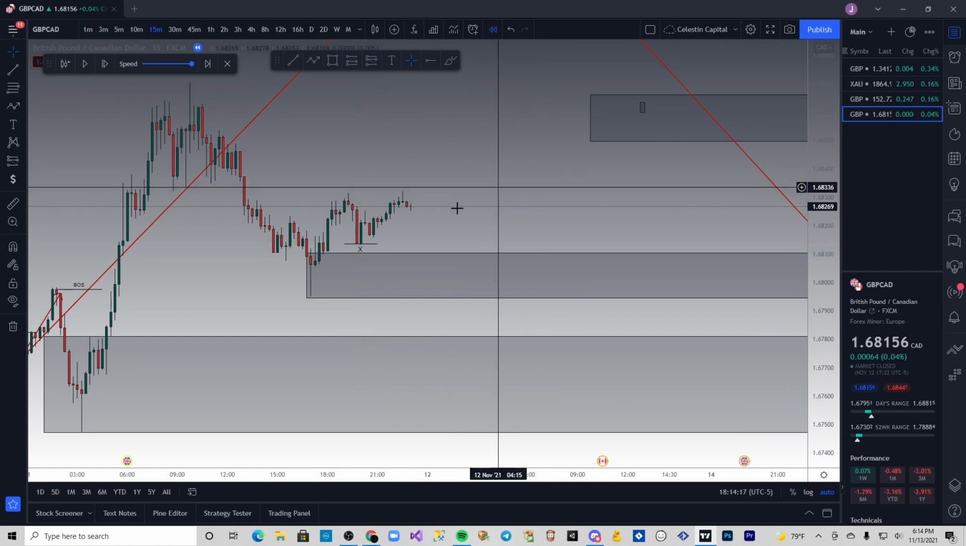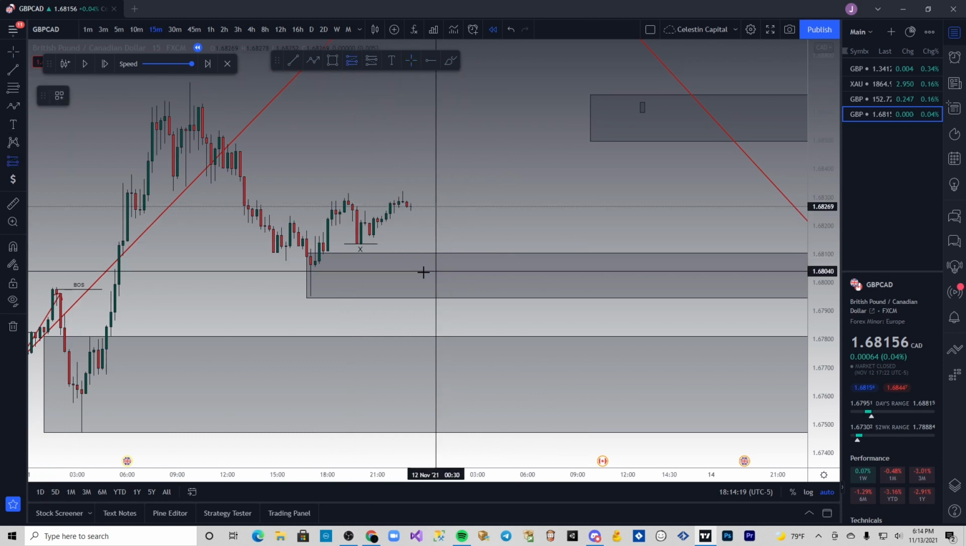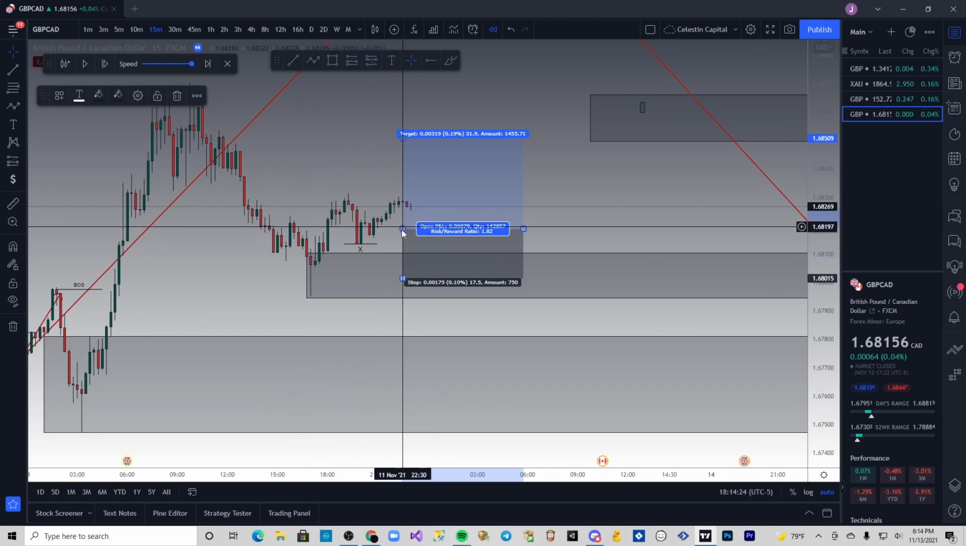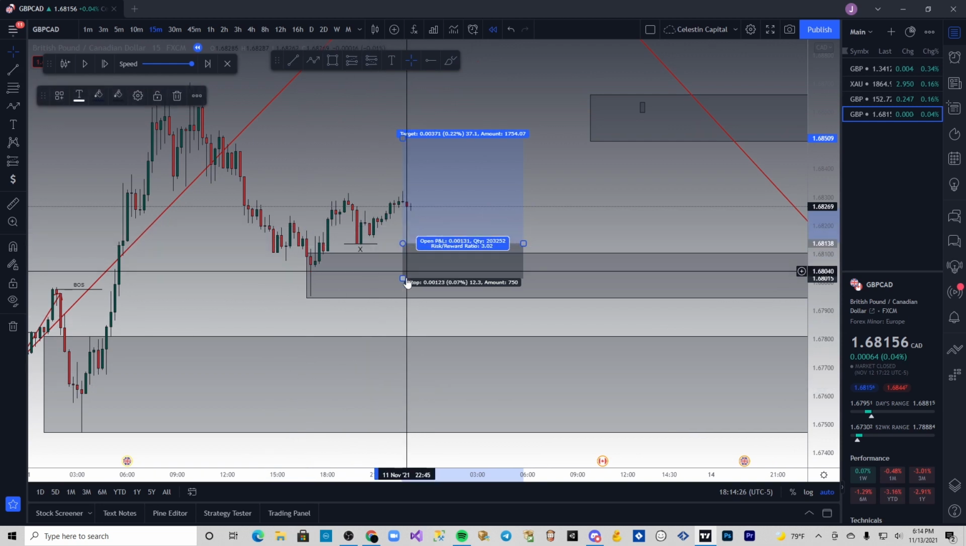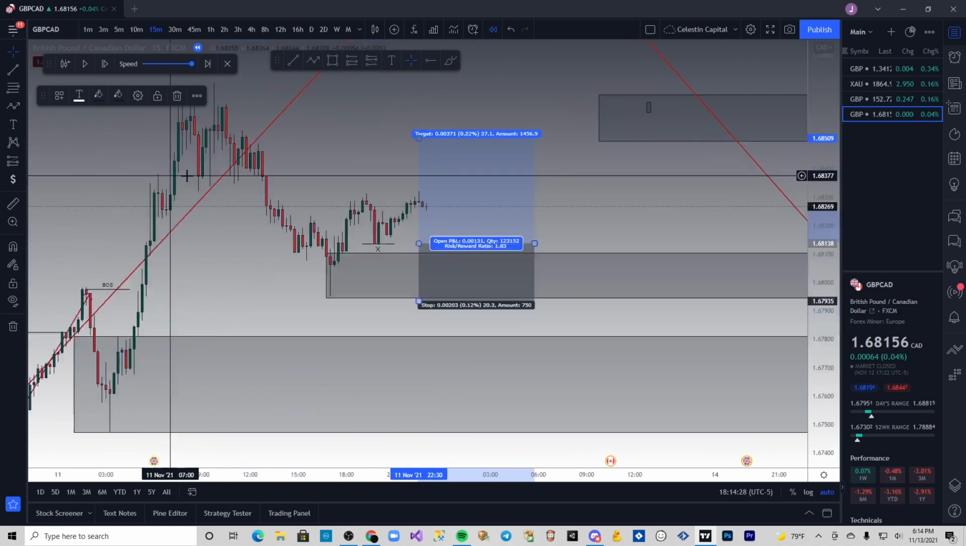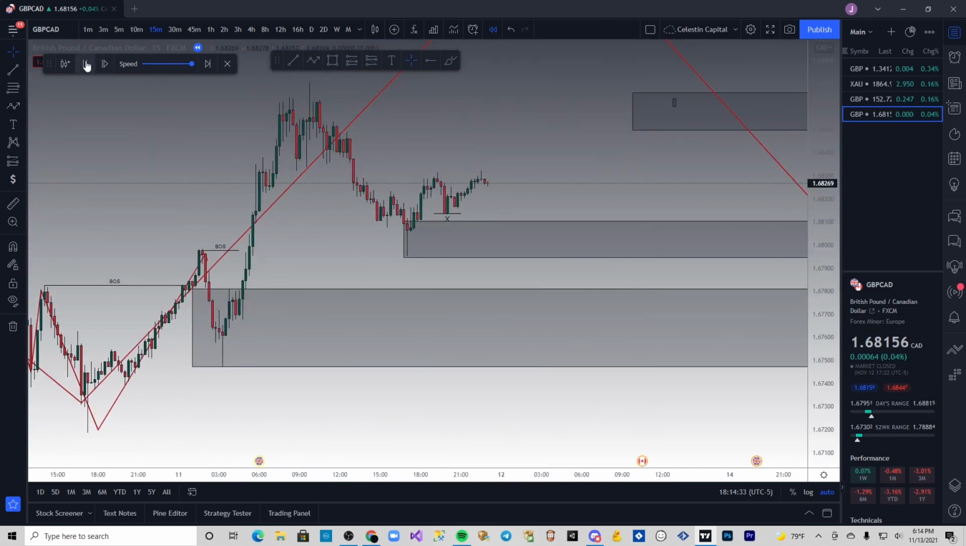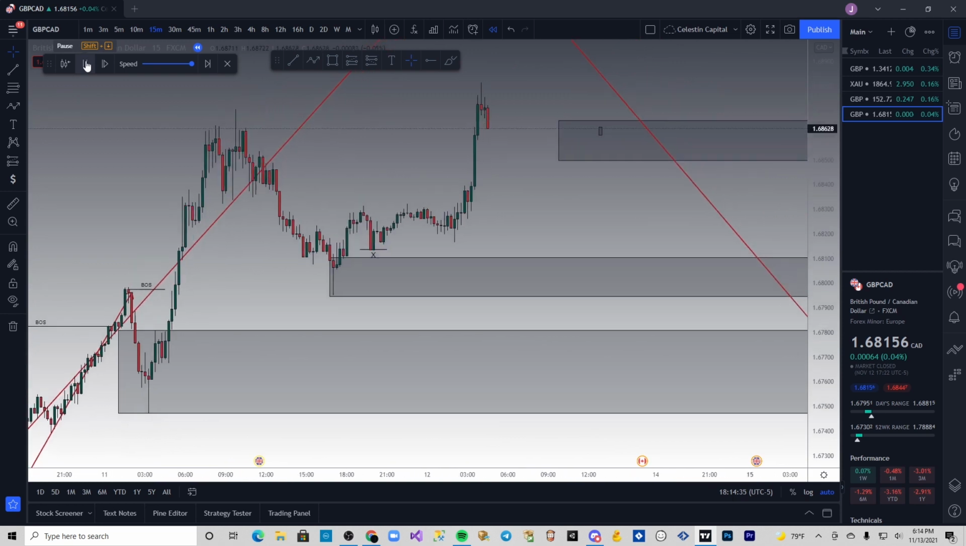And this would have been my second entry. This would have been my entry into the market. Since I didn't get the first one down here, I would have potentially taken this one right off the sweep of these equal lows. Potentially. But that was not the case. The market did not come down to give me that entry.